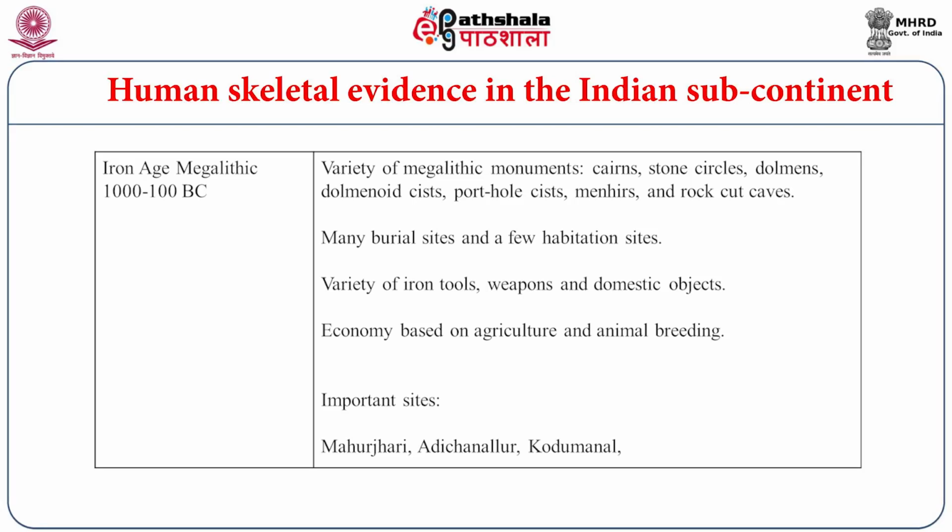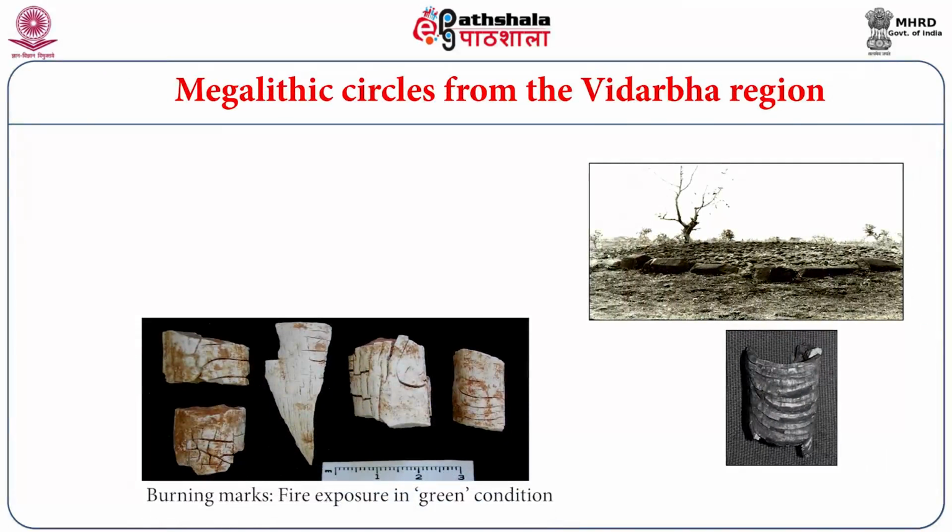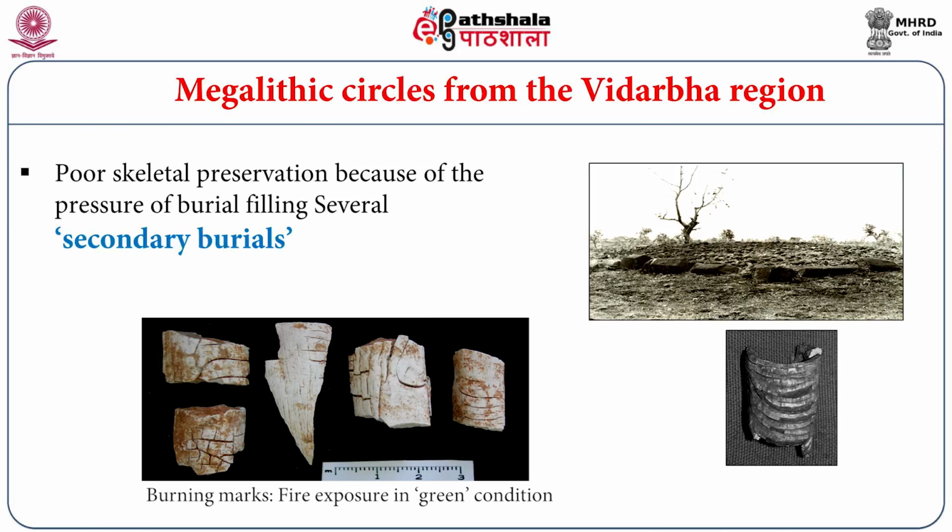The important megalithic sites are Mahurjhari, Adichanallur and Kodumanal. These sites have produced a lot of evidence for human skeletons. What you see in this image is from the sites of Vidarbha, which is in Maharashtra. We have poor skeletal preservation at these sites because of the pressure of burial filling. And also we get evidence for several secondary burials, and some of the bones depict burning in flesh-on condition, indicating that cremation was practiced by these people.